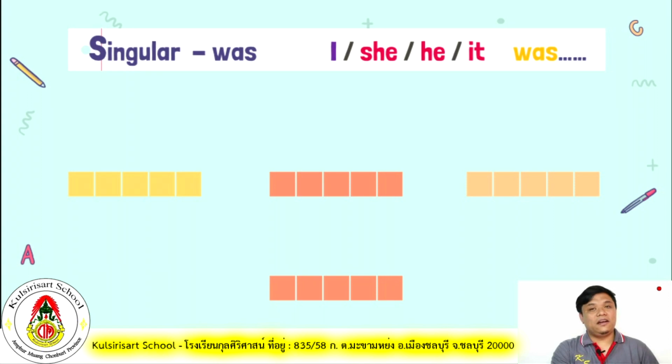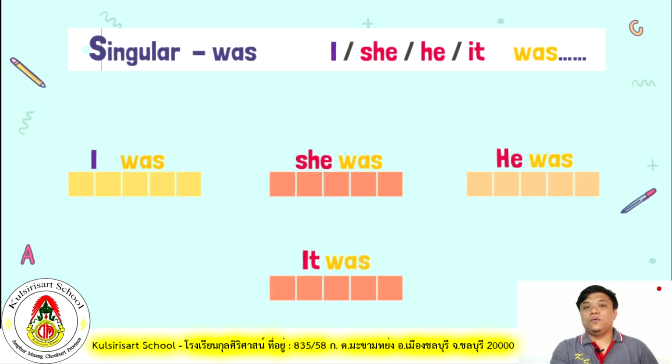Okay, for singular, we use the pronouns I, she, he, and it. Can you say it again? I, she, he, and it. For example, for the pronoun I, we'll use I was. Remember, when we use the pronouns I, she, he, and it, they should be followed with the verb to be was. Okay, I was, she was, he was, and it was.